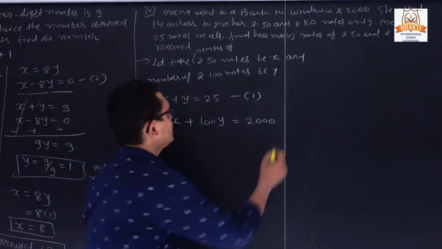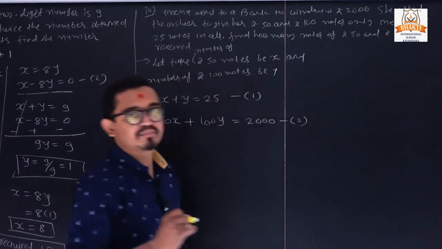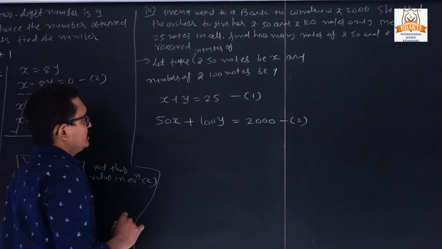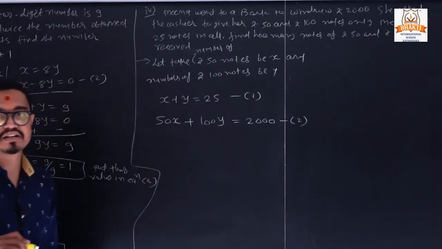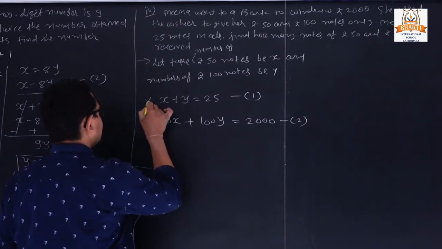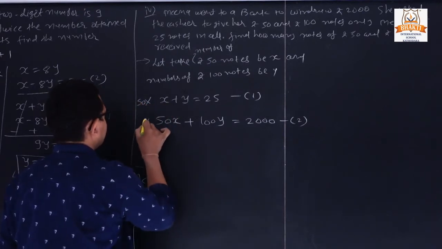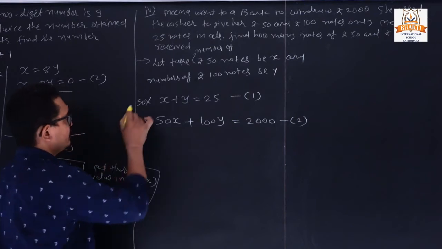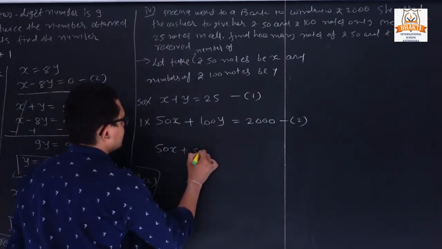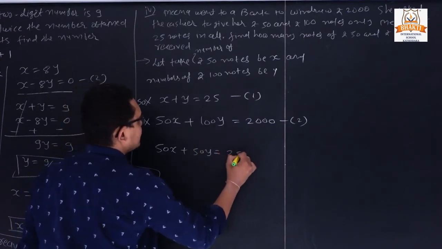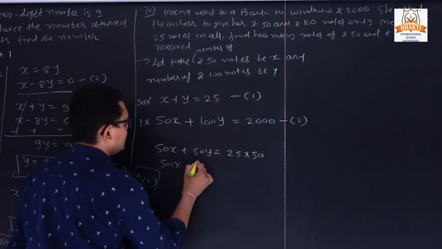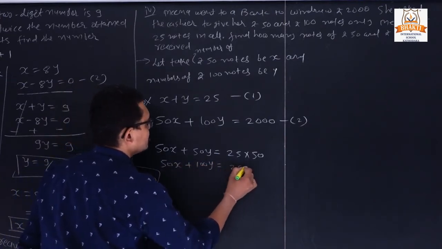It is 2000. So here we can declare it is result number 2. Now we can simplify. How can we simplify? By using the elimination method. First of all, I am multiplying the first equation with 50 and the second equation with 1. So our first equation is 50x plus 50y, and the second, multiplied with 1, is 50x plus 100y equal to 2000.